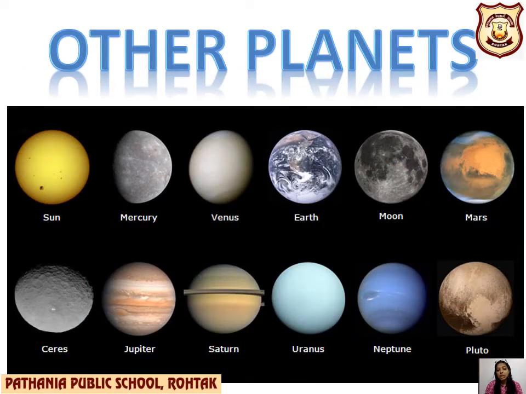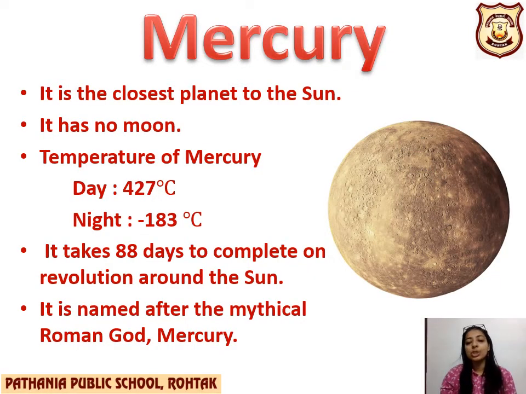Next, about the other planets. We have a total of 8 planets. One we have discussed, that is Earth. So how many are left? 7. So the first planet which is near to the sun, the closest planet to the sun, is Mercury. As it is written here, it is the closest planet to the sun. It has no moon, that means it has no satellite.